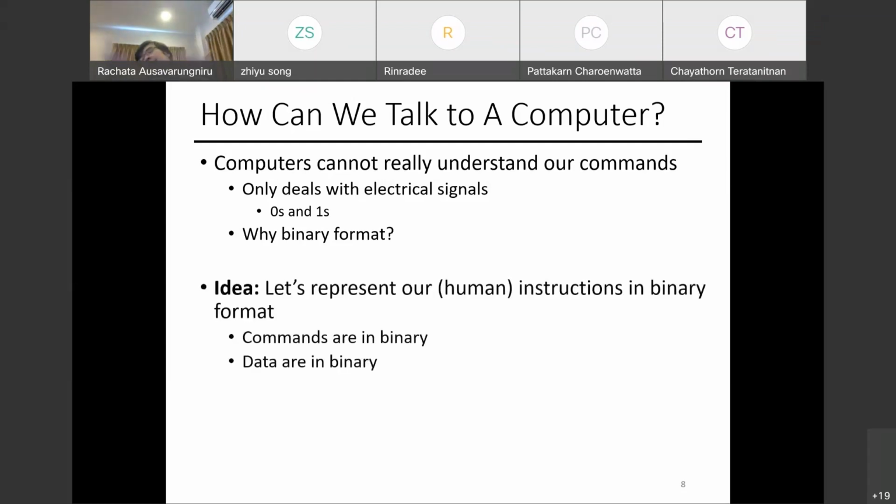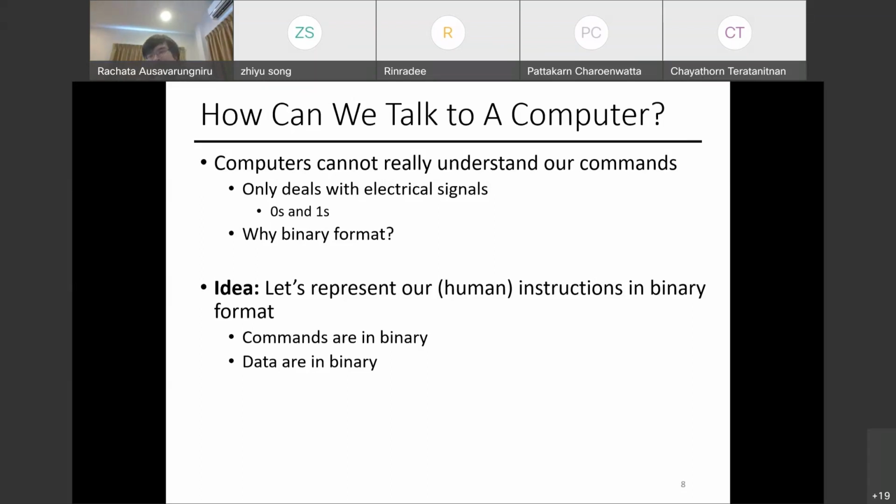So let me propose this idea, right? Let's represent our human instructions, where you want to add, multiply, subtract, in the binary format. The command would be in binary, and the data would be in binary. Would that work? Would that work? Yeah, exactly, right? It's simple. If this is our idea, it should work.